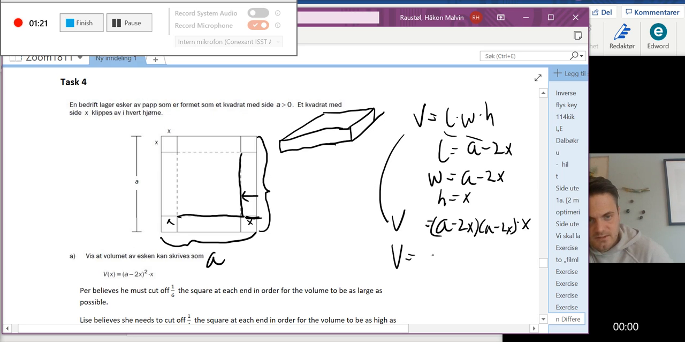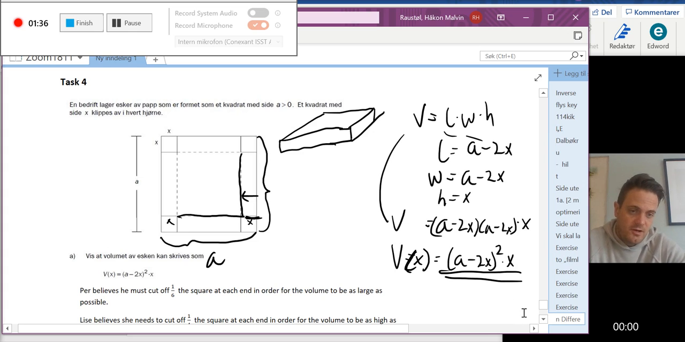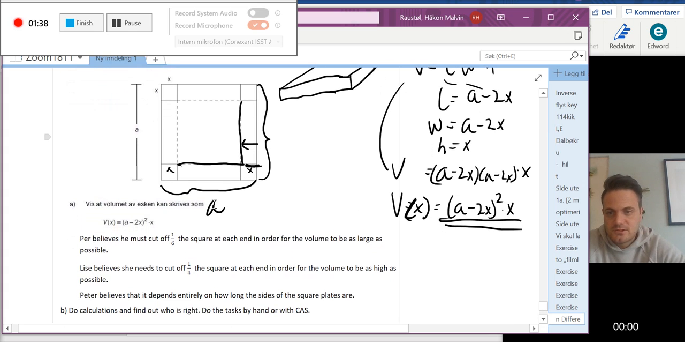This is a function of X, and we get A minus 2X squared times X. We could multiply this out with a binomial formula, but we'll just keep it like this. So this is the volume as a function of X.